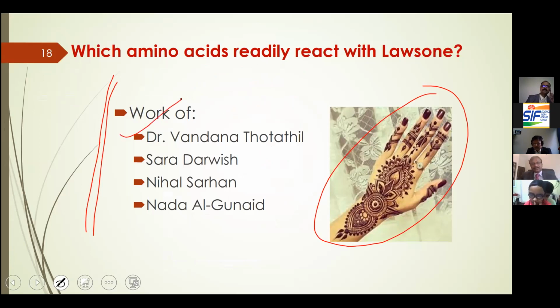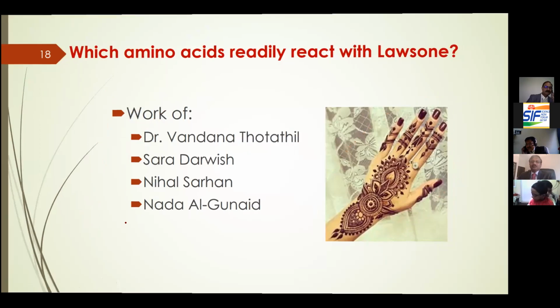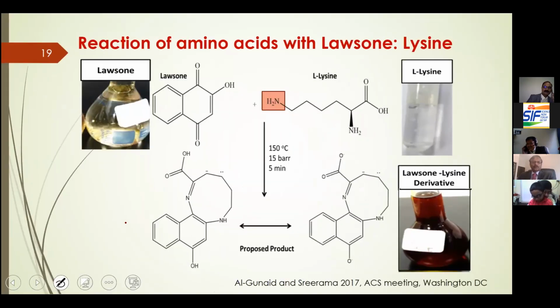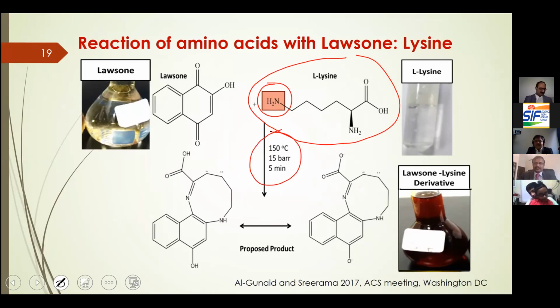I'm going to point out, Dr. Vandana Thottathil is our colleague in the Department of Chemistry here at Qatar University, and Sarah Darwish, Nihal Saharan, and Nadal Junaid were undergraduate students who wanted to do this project. This is where I revived Vijay Atle's experiments, and they wanted to do these experiments. So we took lawsone and we mixed it with this amino acid called lysine. Remember that amino group that I showed you before, and we made this compound, we cooked it up, and it produces a really nice, bright colored compound.